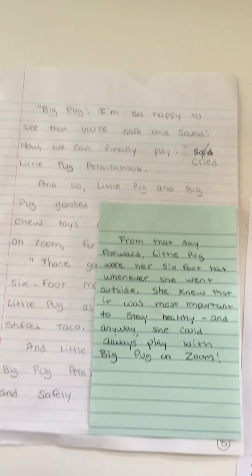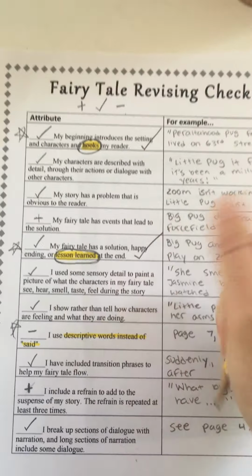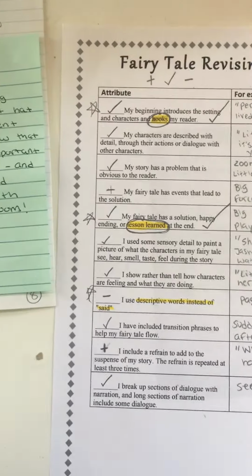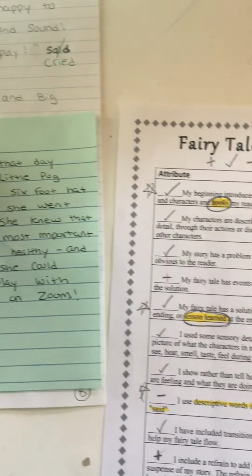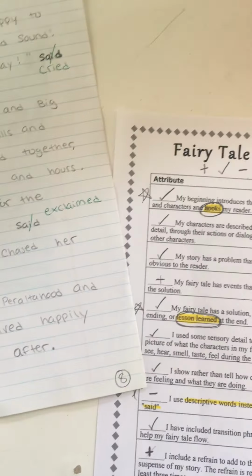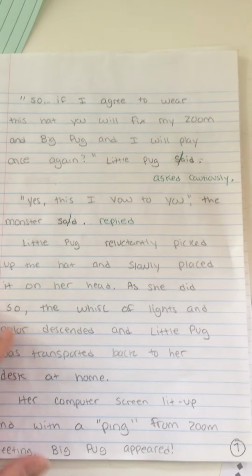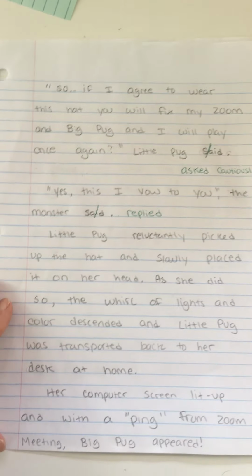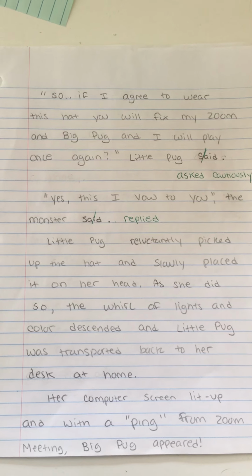That's my new ending. So check, I revised my ending. There's now a nice lesson learned at the end. The last thing that I wanted to do was add those descriptive words instead of said. So as I described before, as I was reading the end of my story, I noticed that I used a lot of said. I'm going to read it to you how it was before.